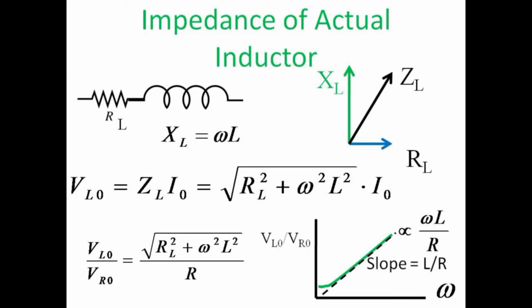Unfortunately, the actual inductor used in this circuit has its own internal resistance RL, which must be combined like a right-angle vector with its inductive reactance to give a combination known as impedance, Z. Although the function representing the ratio of VL over VR looks complicated because of the presence of RL, we note that at high frequencies RL becomes irrelevant, and the inductor voltage becomes proportional to the frequency with a slope of L over R. This is the time constant for the inductor.